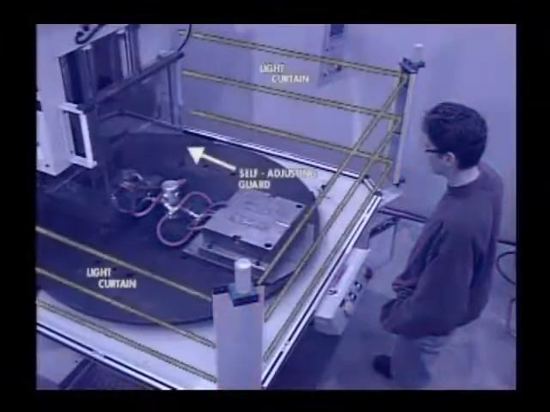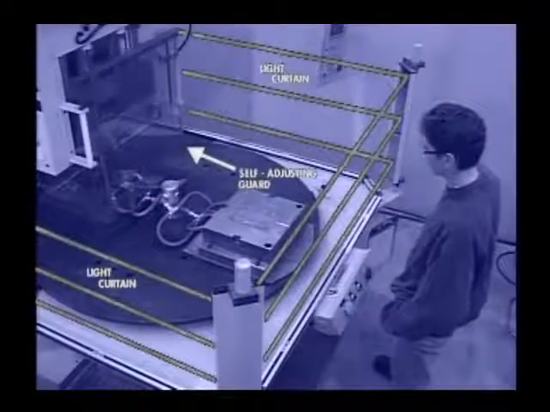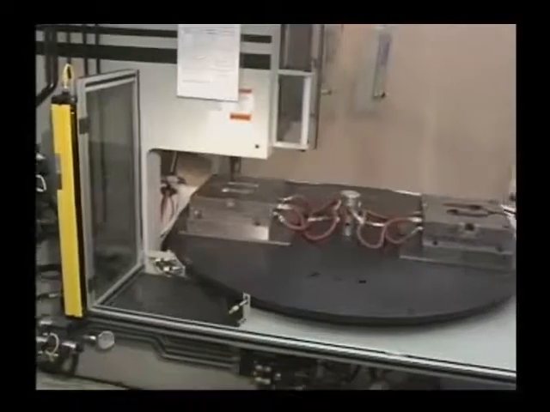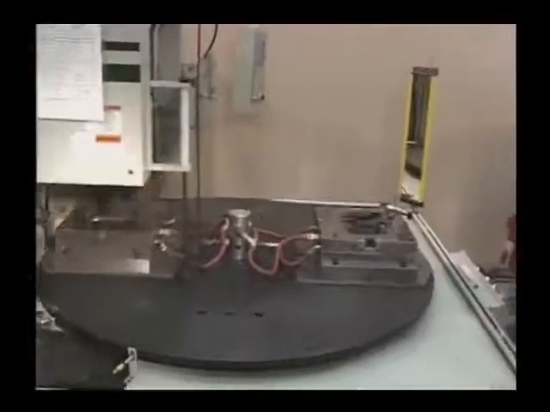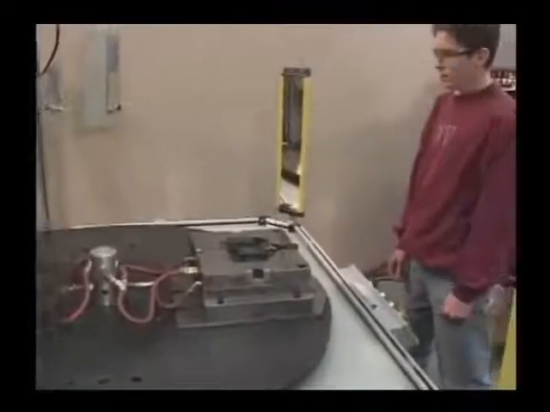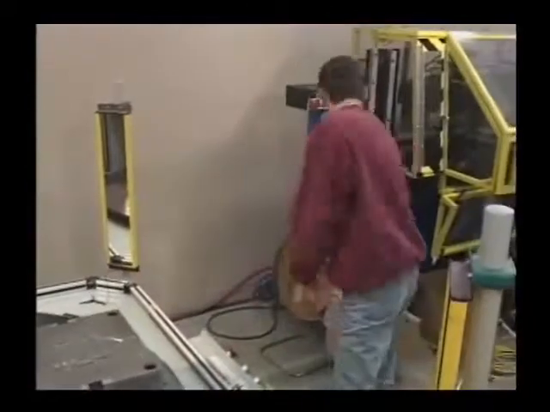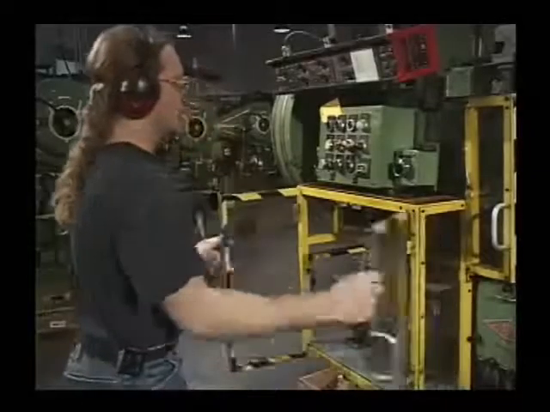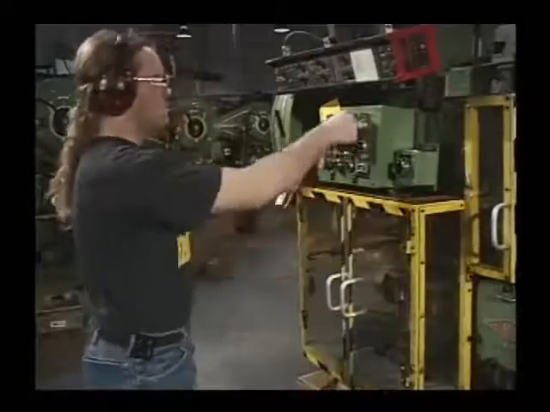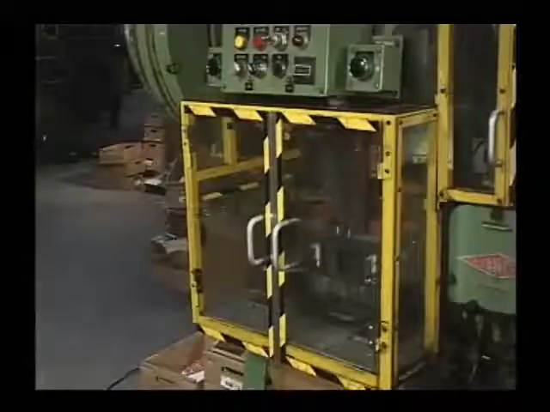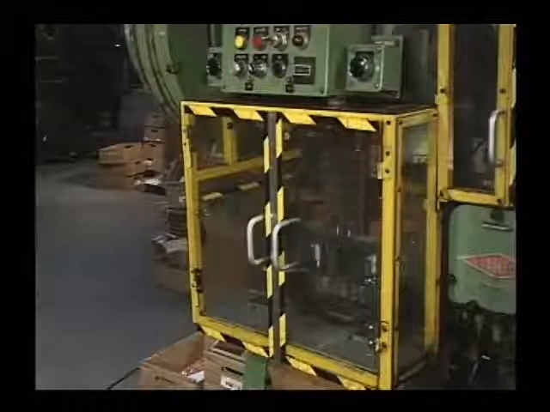In many cases, there will be several types of guards and devices on a single machine. Using multiple devices is particularly important when any single safety device does not completely protect workers from all the machine's hazards. For instance, when a safety device only protects the hands, the addition of a shield or light curtain protects the rest of the body and will greatly reduce the overall chances of injury.